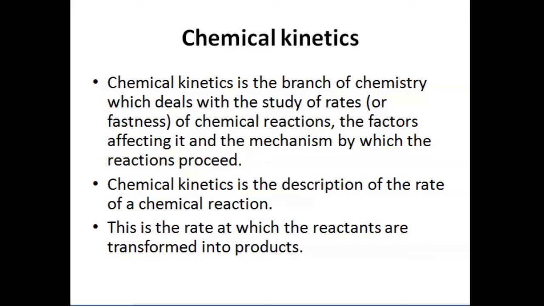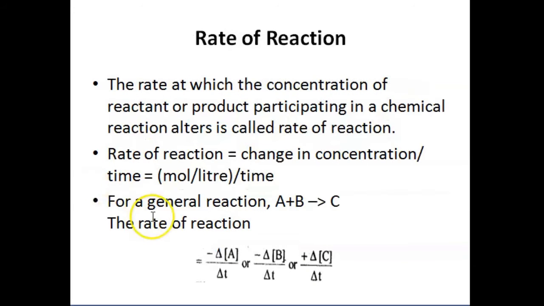So, chemical kinetics is nothing but the description of the rate of a chemical reaction, or we could say the rate at which the reactants are transformed into products. All this concept we study under chemical kinetics. So, if we say what is rate of reaction, it is nothing but the rate at which the concentration of the reactant or product participating in a chemical reaction alters. The speed, the fastness at which the concentration of the reactant or product changes, we call that the rate of reaction.